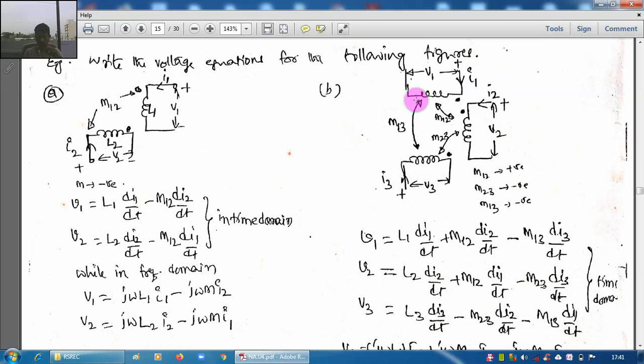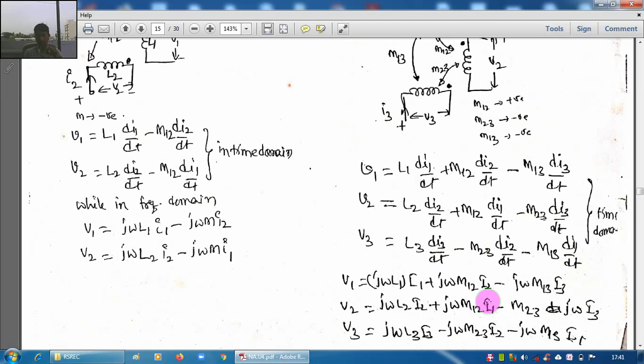Similarly, EMF due to this coil, the mutual EMF is M13 and it is found to be negative. Why? Because current is entering here, whereas here current is leaving. This coil we are considering, current is leaving the dot. So this is minus M13, and we are considering this coil current di3 by dt. So like that we have written the voltage equation of the first coil. Similarly, the voltage equations of the second coil and third coil can be written. So this is the voltage.